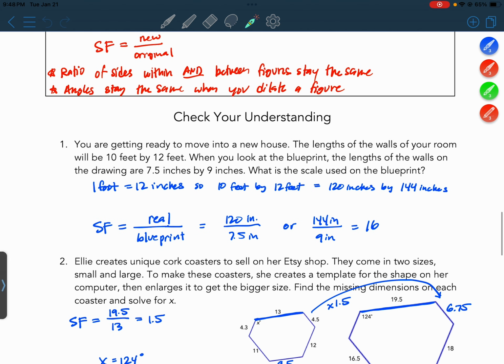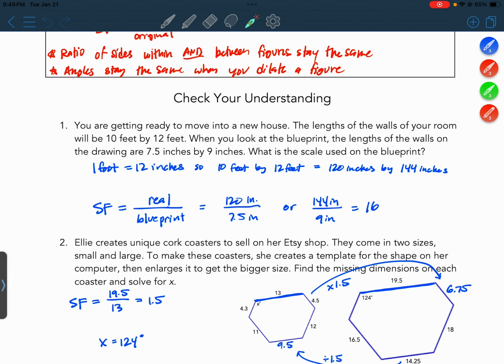One of the big things here is that some of the measurements are in feet, and these are the real life measurements, and then the blueprint measurements are in inches. Those are two different units, okay? So to get an accurate scale factor, we should use the same units. So I used the fact that 1 foot is equivalent to 12 inches. So 10 feet becomes 120 inches, and 12 feet becomes 144 inches. So the actual room is 120 inches by 144 inches.